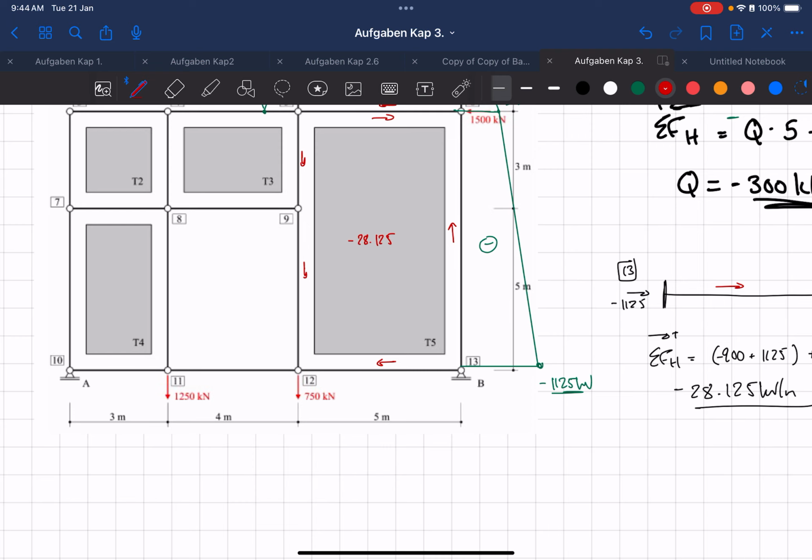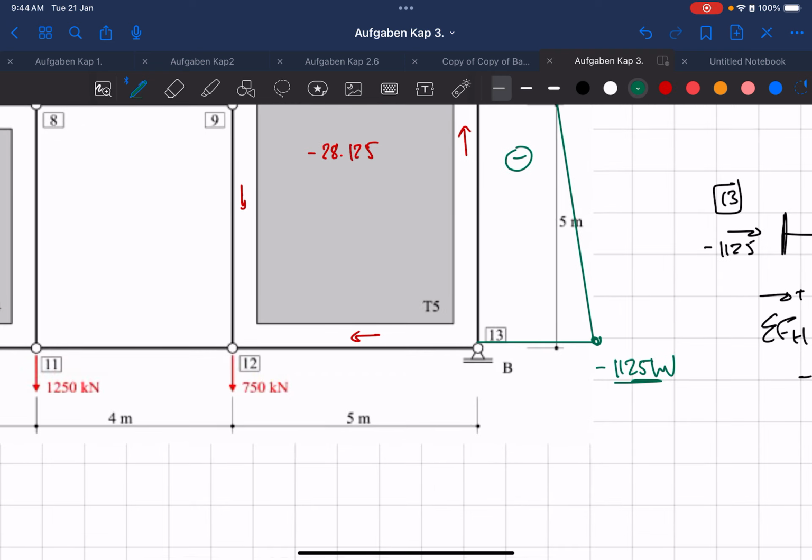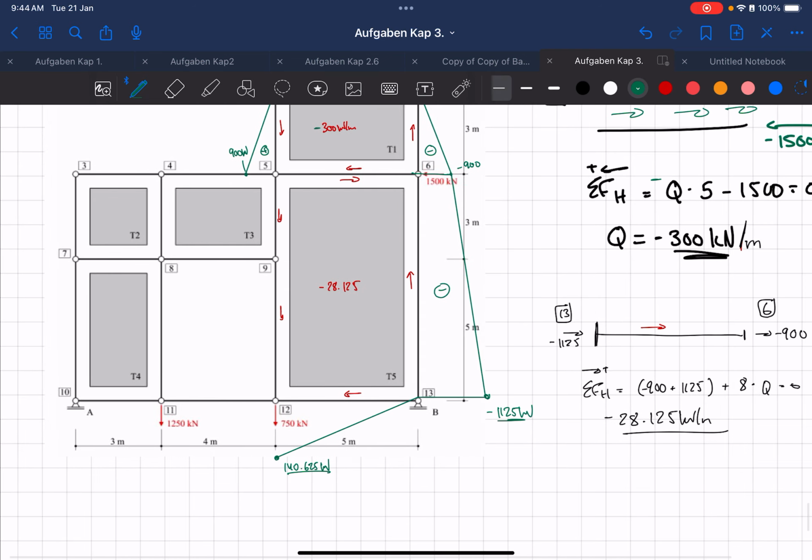Mache ich da am Schluss noch was in diese Richtung. And 40.625 kilonewton stays constant.